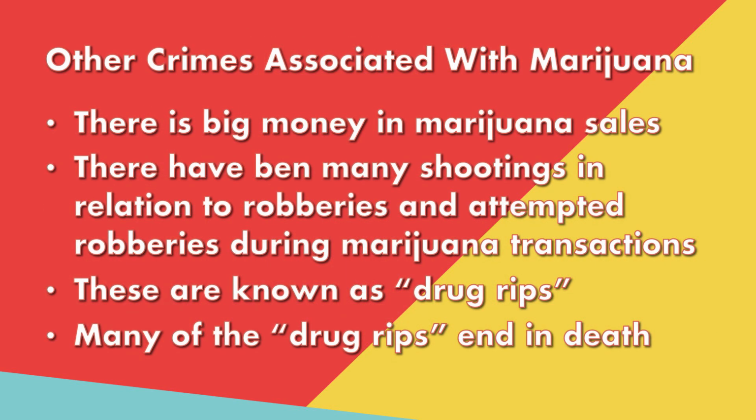Now, there are other crimes that can be associated with marijuana and marijuana dealing. There's huge money in marijuana sales. There have been many shootings in relation to robberies and attempted robberies during marijuana transactions. I can tell you from personal experience, many times shootings that end in death will find large amounts of marijuana at the scene, and these are known as drug rips. Again, many of these drug rips end in death. Typically, the dealer will be carrying a gun, the person coming to rob the dealer will have a gun, and a shootout will ensue and leave lots of people injured and or dead.